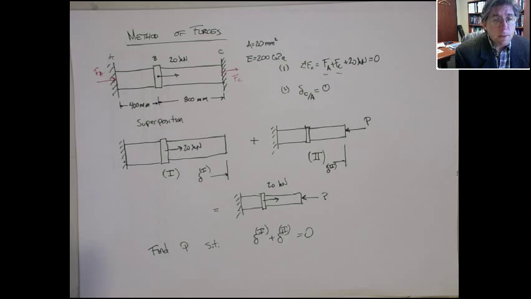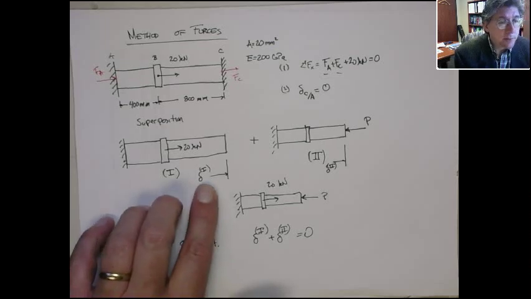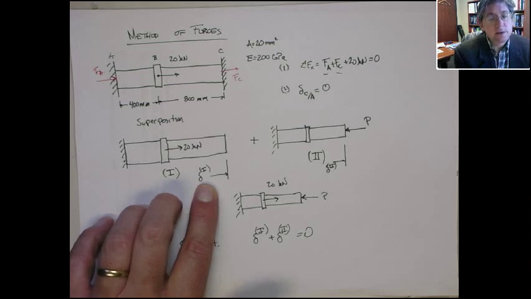So the reason why superposition helps is because let's say we go through this problem and find out that the delta is 1.